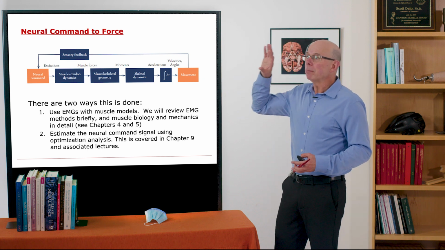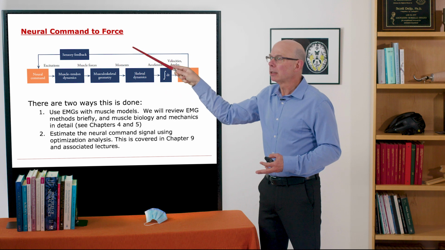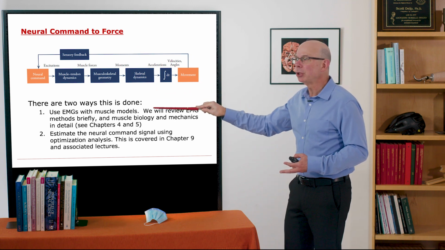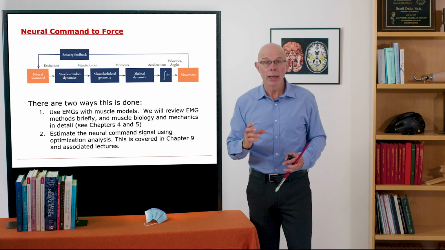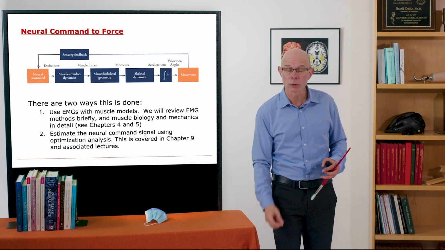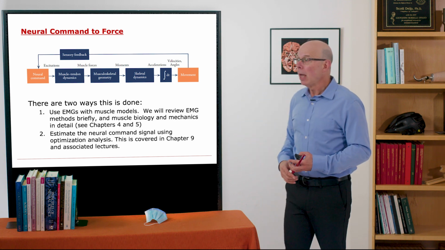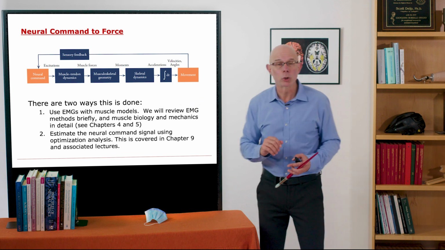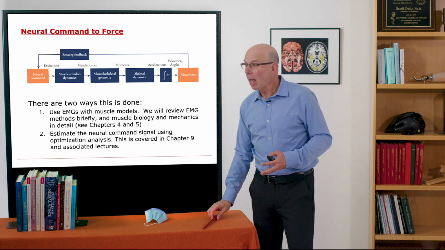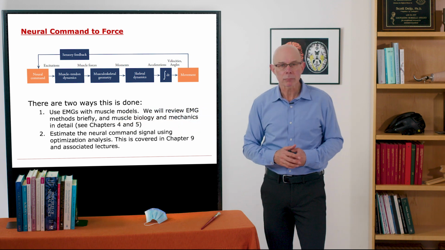So we make this calculation about neural command to muscle force in basically two ways. One is to use EMG and muscle models. EMG is an electromyogram. We can put sensors on muscles or in muscles and sense when they're on and how much they're on. And then with a muscle model, like I showed you briefly, you can estimate how big those muscle forces are. And we'll cover that, as I said, in Chapters 4 and Chapter 5.